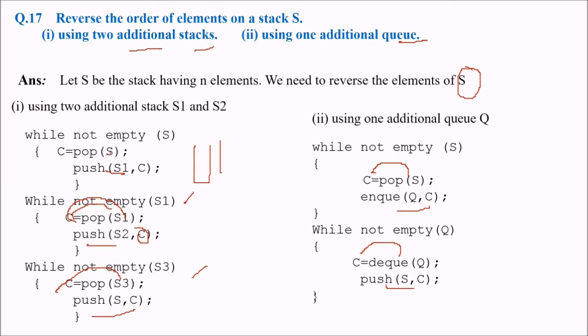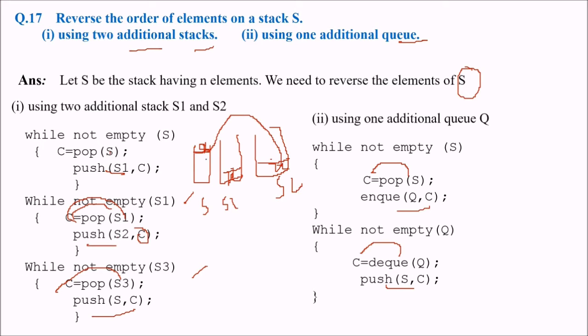If you have 3 stacks, S, S1, S2. So what you are going to do here is, you are popping S, so you are popping the topmost, say some X, and you are pushing it into S1, say X. Then you are popping from S1, and then you are pushing into S2, X. Then you are popping from S2, and you are pushing into S.